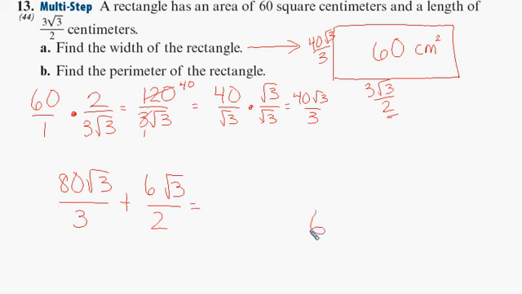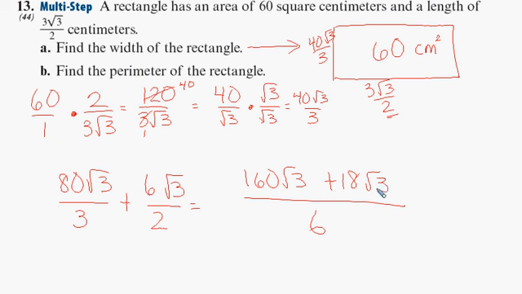Well, our common denominator is 6, so 3 times what number will give me 6? That number is 2. 2 times 80, which is 160, times the square root of 3. So, next we're ready for 2. 2 times what number will give me 6? That number is 3, so I have to multiply 3 times 6 to get 18 times the square root of 3.